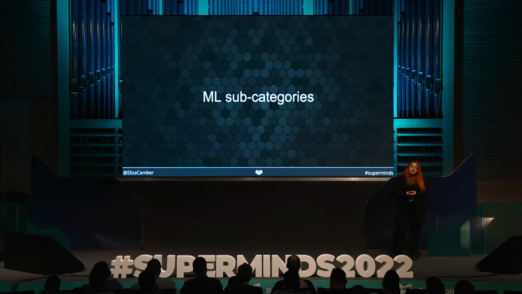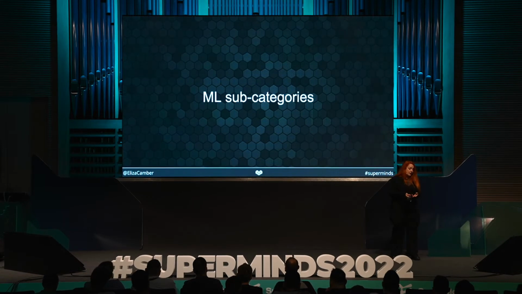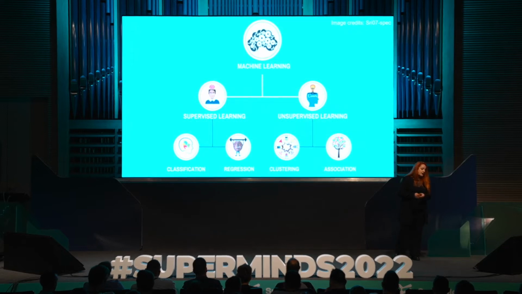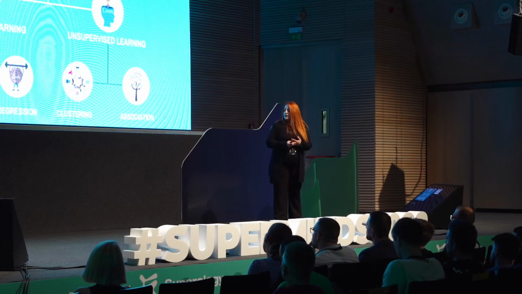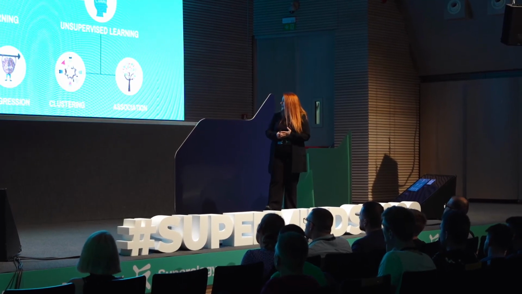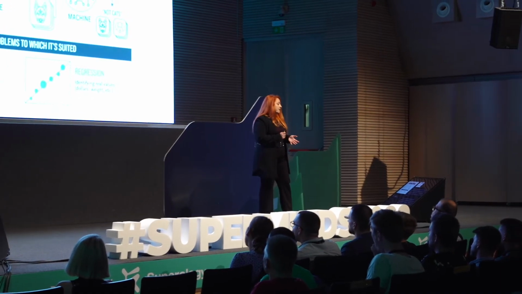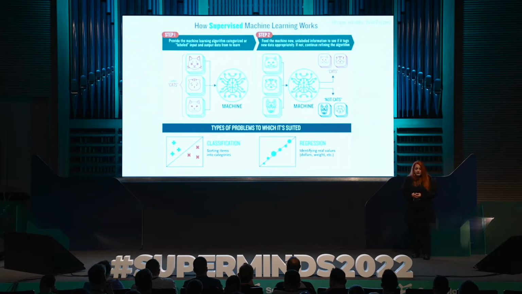So there are two categories for machine learning. The first category is the supervised, and the second one is the unsupervised. And each of them has two different use cases. So for the supervised, we have the classification and the regression. And for the unsupervised, we have the clustering and the association. So supervised machine learning models are trained with labeled data sets.